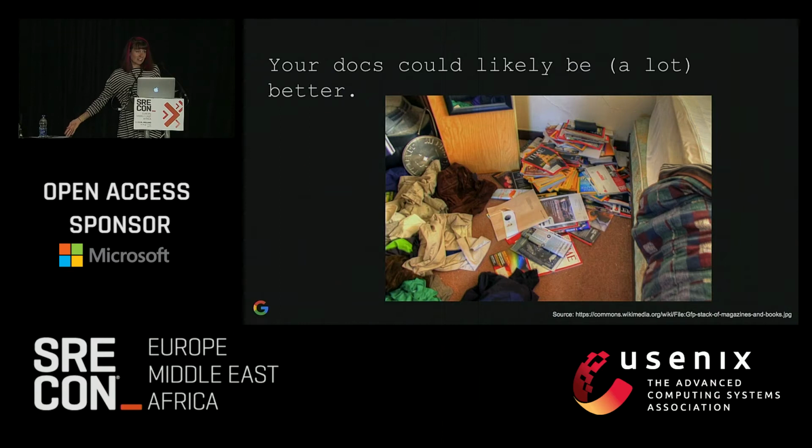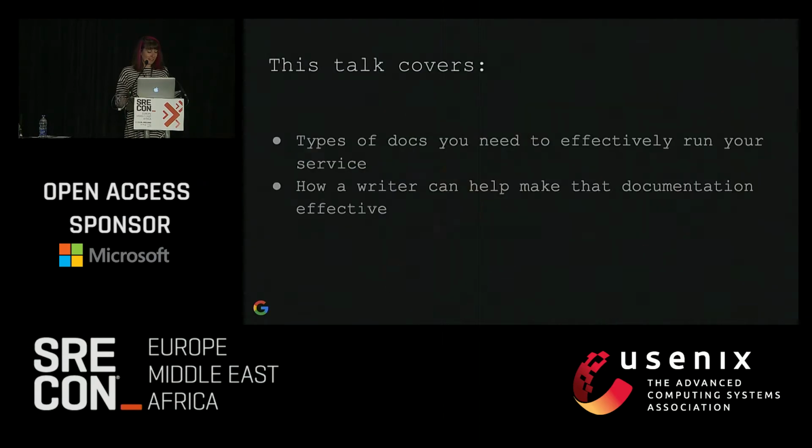So if you're like a lot of teams at Google, your existing documentation could probably be better, and it could maybe be a lot better. So I'm a member of a tech writing team specifically that works with SRE, so I'm going to speak from my team's experience to cover the kinds of docs you need to effectively run your service and how a writer can help to make that documentation effective. So here I'll cover topics like tech writer engagement models and how to most effectively leverage a tech writer.